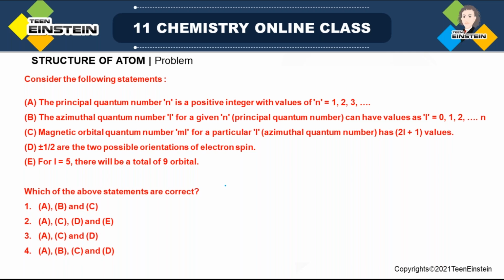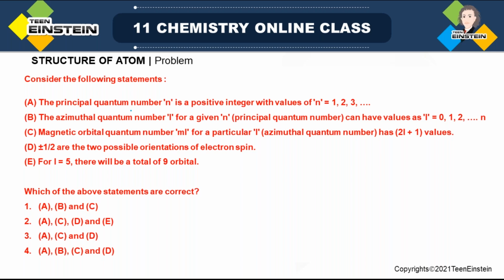Consider the following statements. How many statements do we have? We have a total of 5 statements, A, B, C, D, E. After reading all these 5 statements, next you have to check how many of these 5 are actually correct. 4 options are there. First option 3 statements, second option 4 statements, third option 3, fourth option again 4 statements. So one by one we have to check all these statements.